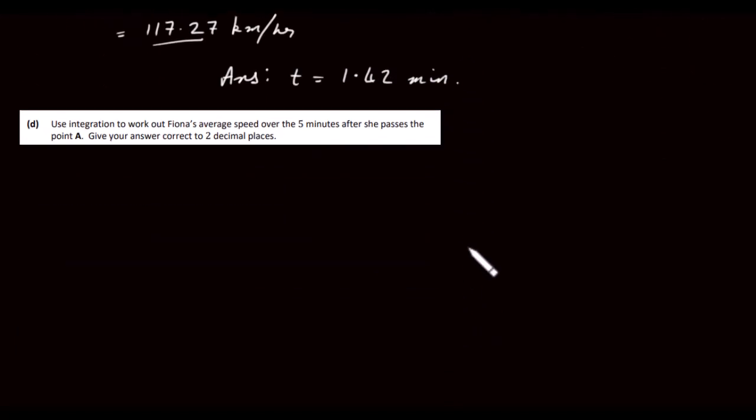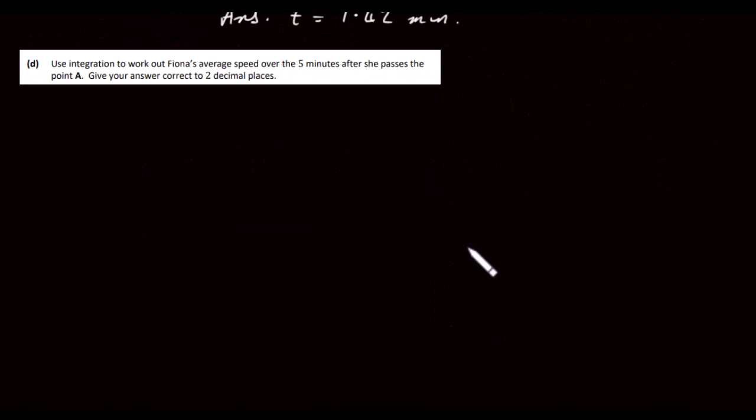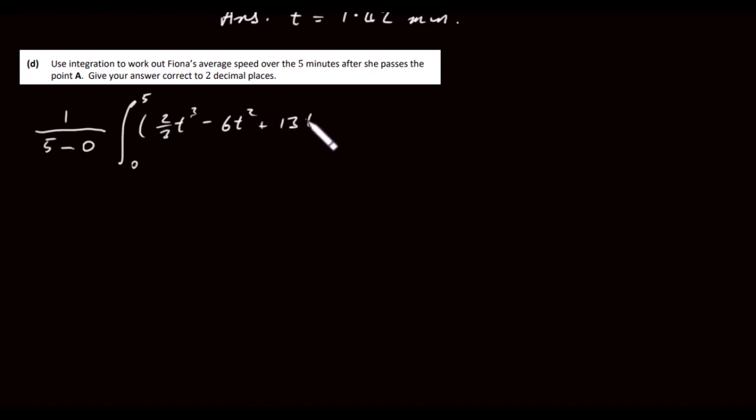Okay, so let's look at D. Use integration to work out Fiona's average speed over the 5 minutes after she passes the point A. Give your answer correct to 2 decimal places. So this is an average value type question. So we do 1 over 5, it's in the first 5 minutes. We want to integrate from 0 to 5, and we are integrating our function, which is 2/3 t cubed minus 6t squared plus 13t plus 109, and we're integrating with respect to t.